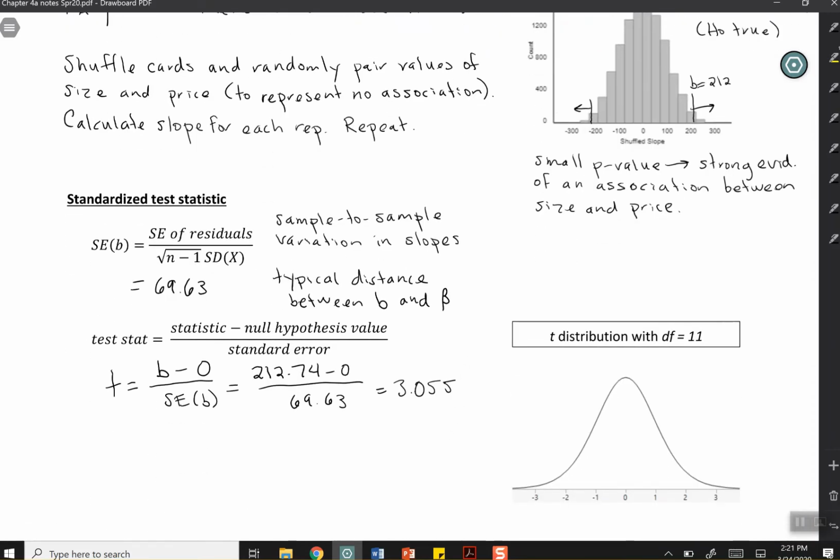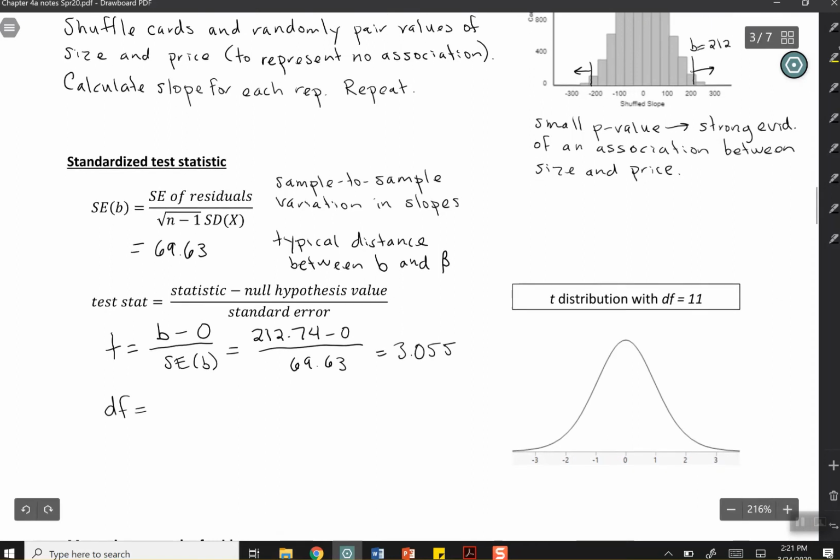We're going to use a t-distribution to decide if this test statistic is big enough to be convincing to us. So we need a theory-based distribution to use here. And remember, the t-distribution has different versions depending on the degrees of freedom. There are different formulas for the degrees of freedom depending on what type of data you have. But for regression, it's going to be the sample size minus 1 minus the number of predictors you have.